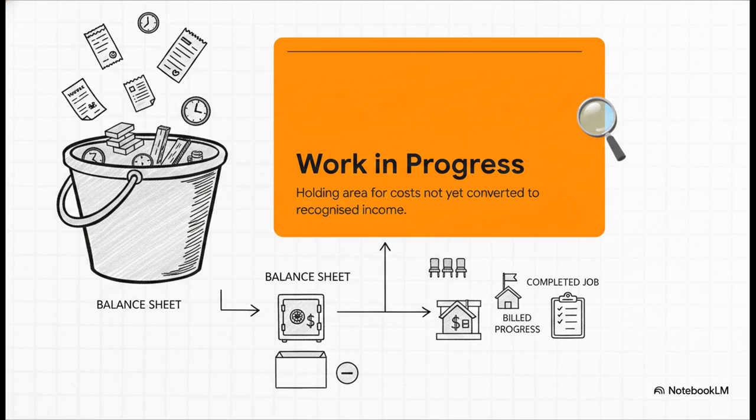The foundational concept here is work in progress. I want you to visualize WIP as this massive temporary bucket. Every time you incur a cost, subcontractor invoices, materials, labor timesheets, boom, they drop right into this holding area. They sit there on the balance sheet as an asset. They absolutely do not hit your profit and loss statement until a job is actually completed, or until you've sufficiently billed for that specific progress. It's essentially just a waiting room for your costs.